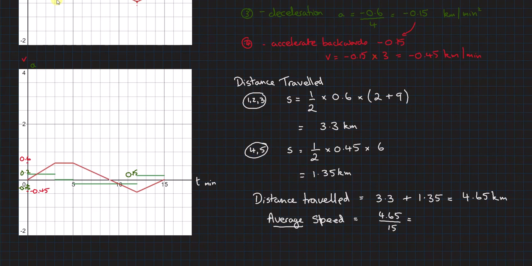And that gives me 0.31 kilometres per minute. If I was asked to do this in kilometres per hour, I can convert it: 0.31 kilometres per minute, so per hour, 1 hour is 60 minutes, multiplied by 60, and we get 18.6 kilometres per hour.